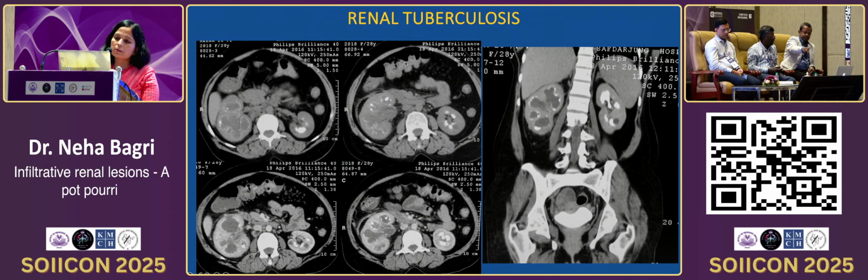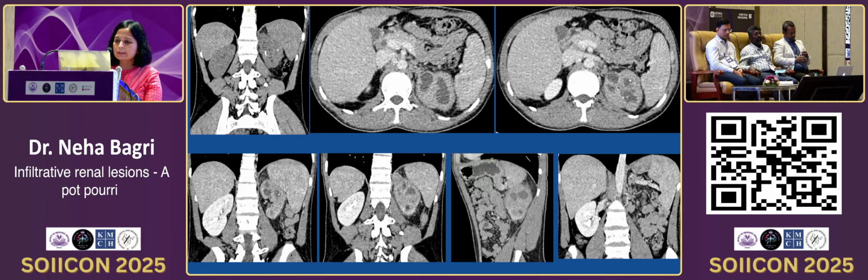Renal tuberculosis, again a very significant diagnostic dilemma in certain cases. This is a classical case on NCCT. You see multiple hypodense areas, multiple areas of calcification around the calyces, and you can see cutoff of the calyces and thickening along the pelvis and the upper ureter. This is the typical presentation of renal tuberculosis.